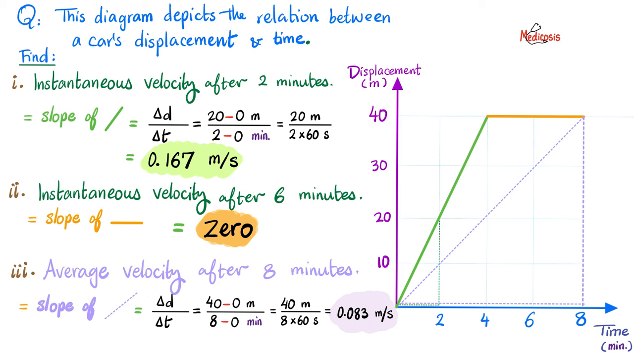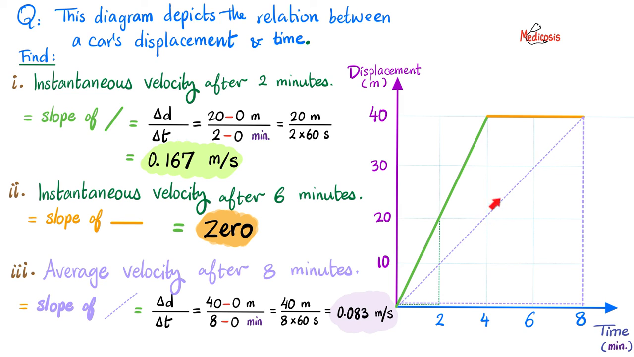Next, be careful of this one. Average velocity after 8 minutes. When they ask about the average, it's the entire whole shebang. You have to draw a line from the origin to the last thing in displacement, the last part of the line. So from this one to this one, you draw your line like this.